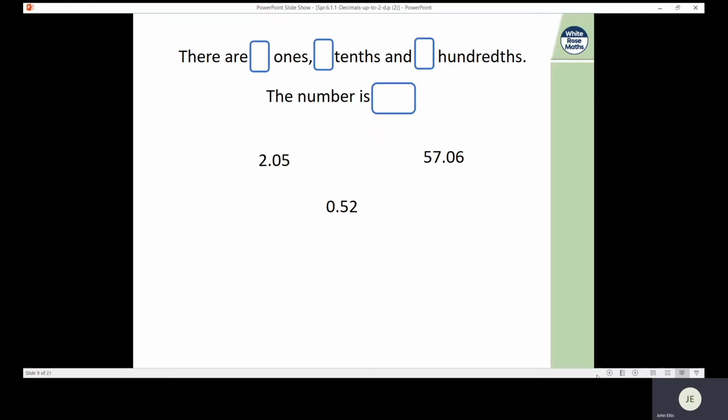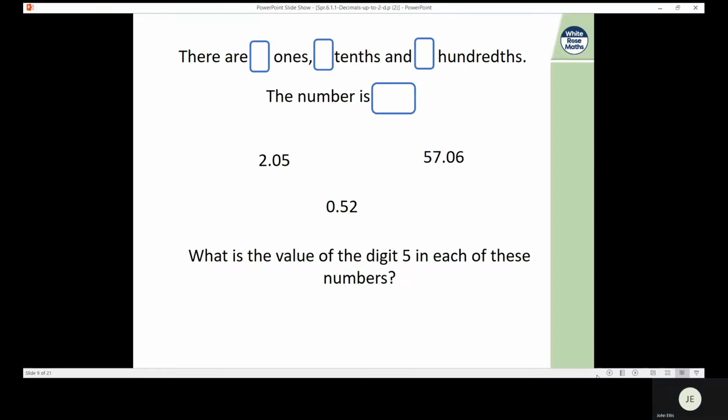So here are some numbers. I would like you to do all 3 of these numbers. So how many ones are there? How many tenths are there? How many hundredths are there? So 0.05, 0.52, 57.06. So finally, what is the 5 in each of these numbers? So pause the video and have a go answering both parts of the question.